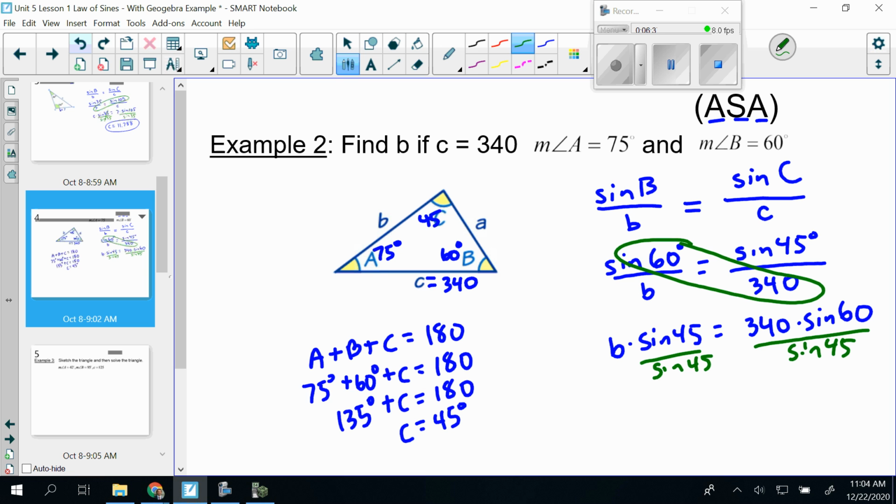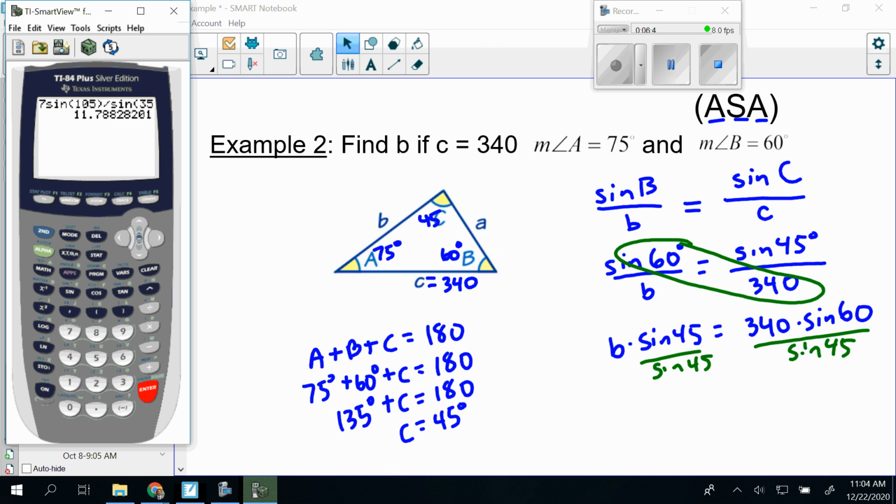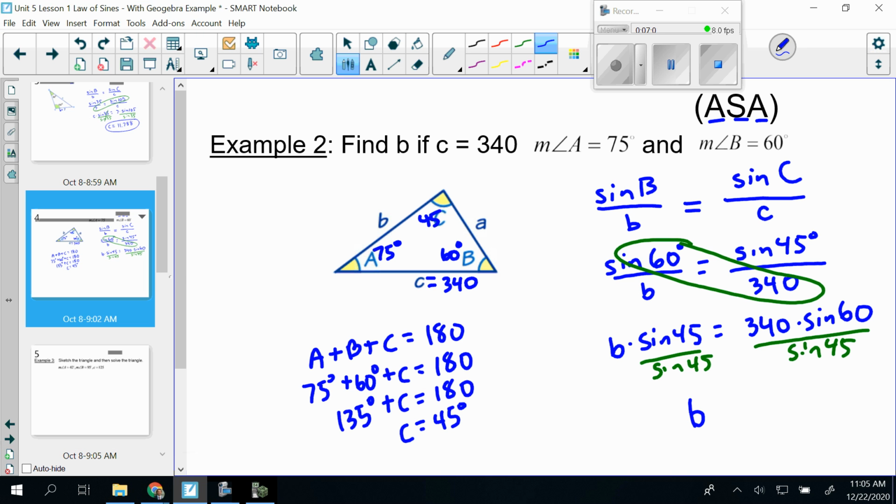So that one you can now put in the calculator and we can get our answer here. So I got 340 sine 60 divided by sine 45. And looks like our approximate length for side B is approximately 416.413.